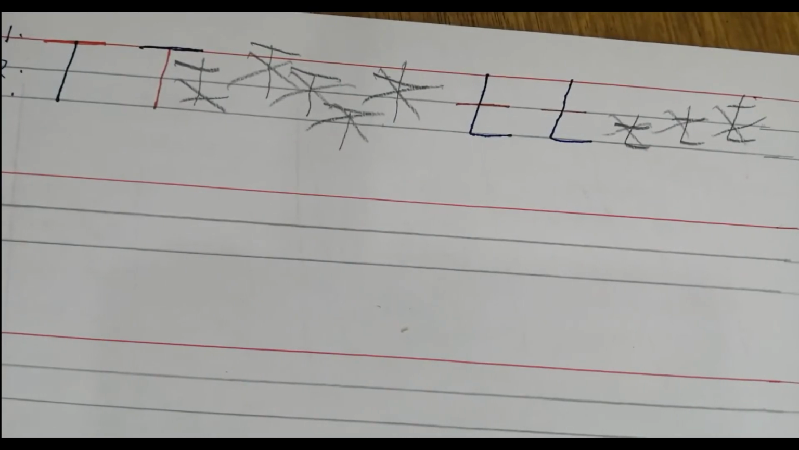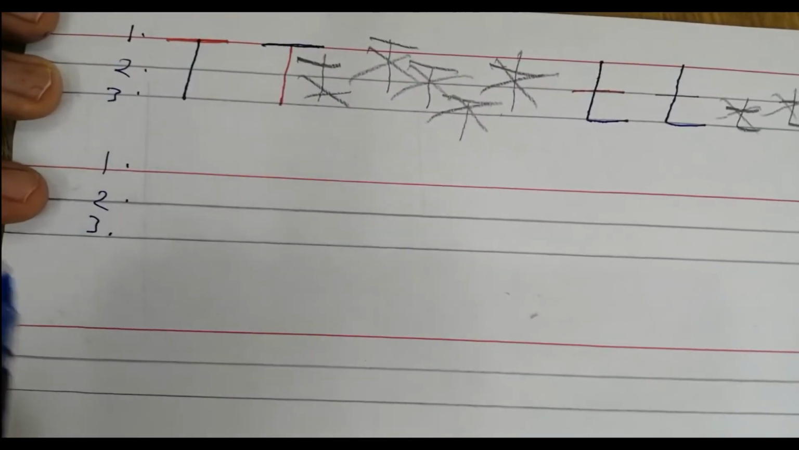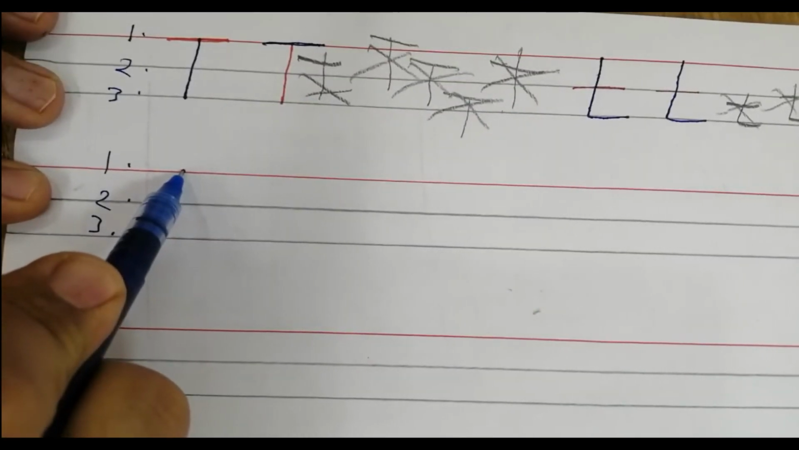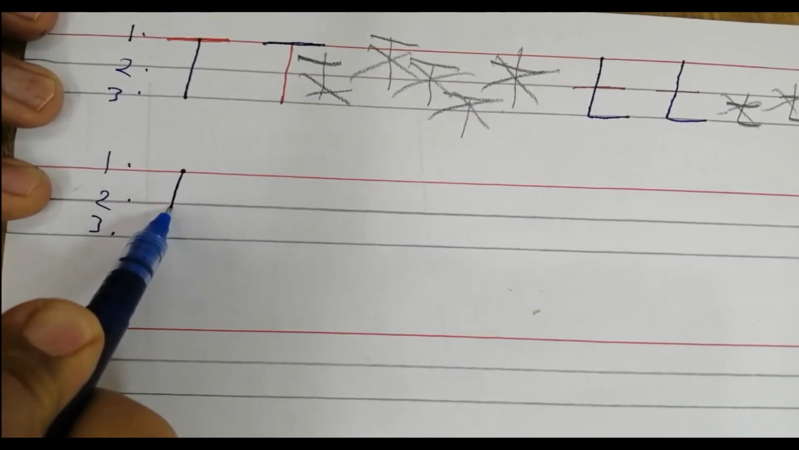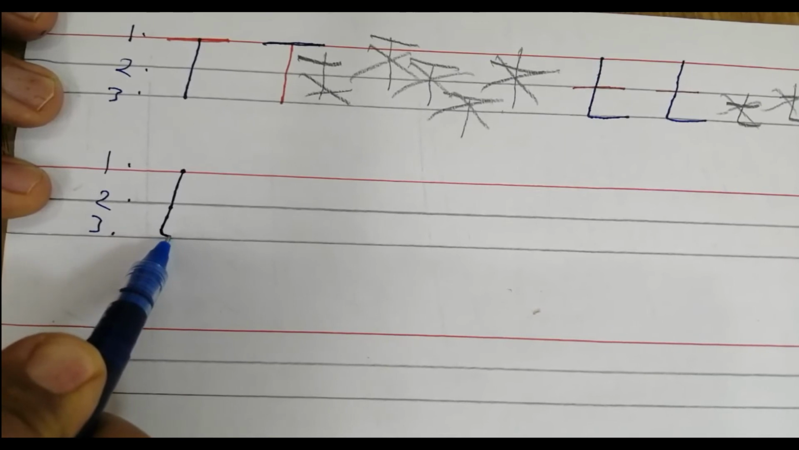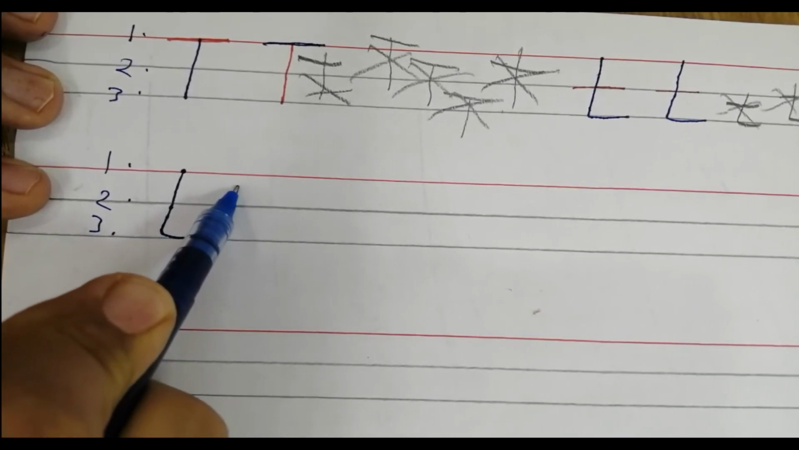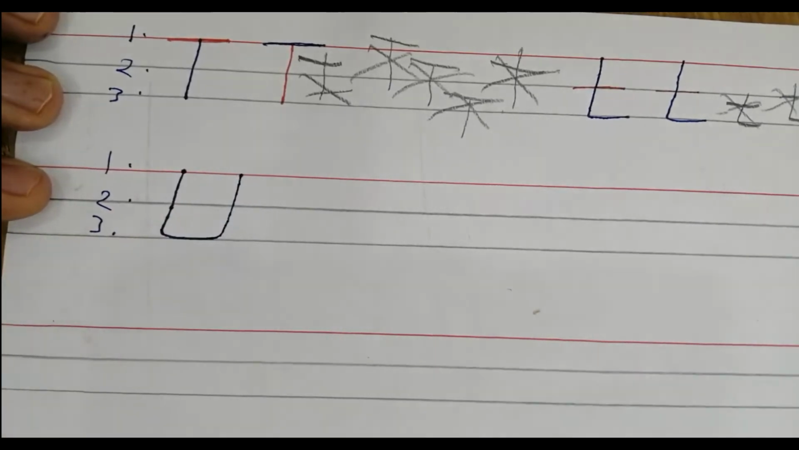Now we go to letter U. Letter U, as you see, 1, 2, 3. Letter U is like a pot. Starting from line number 1, going to line number 2, sleeping on line number 3, as you see here, and go up again to line number 1.